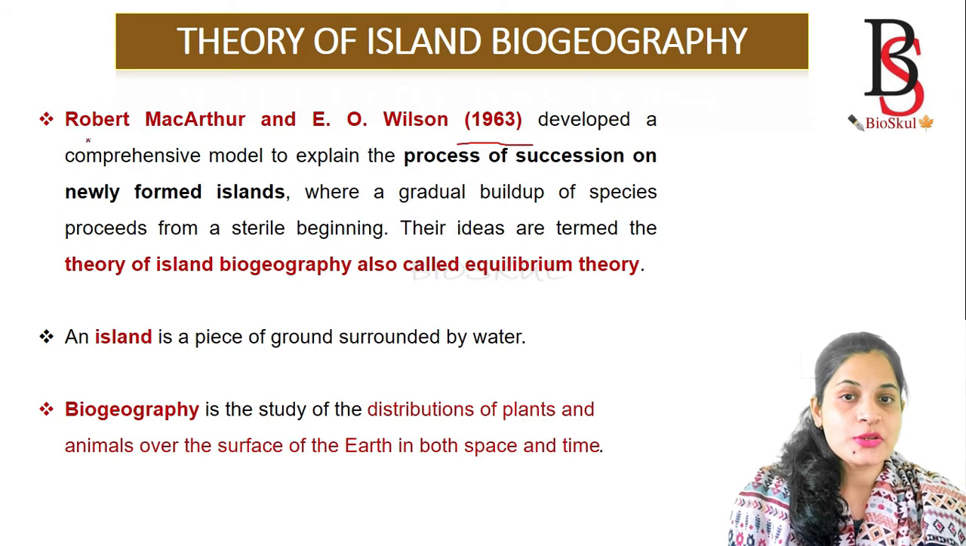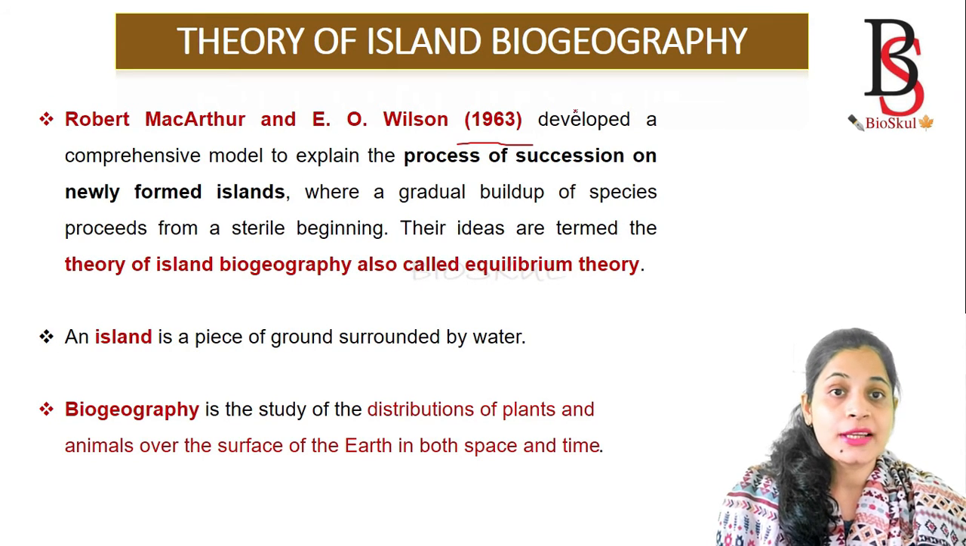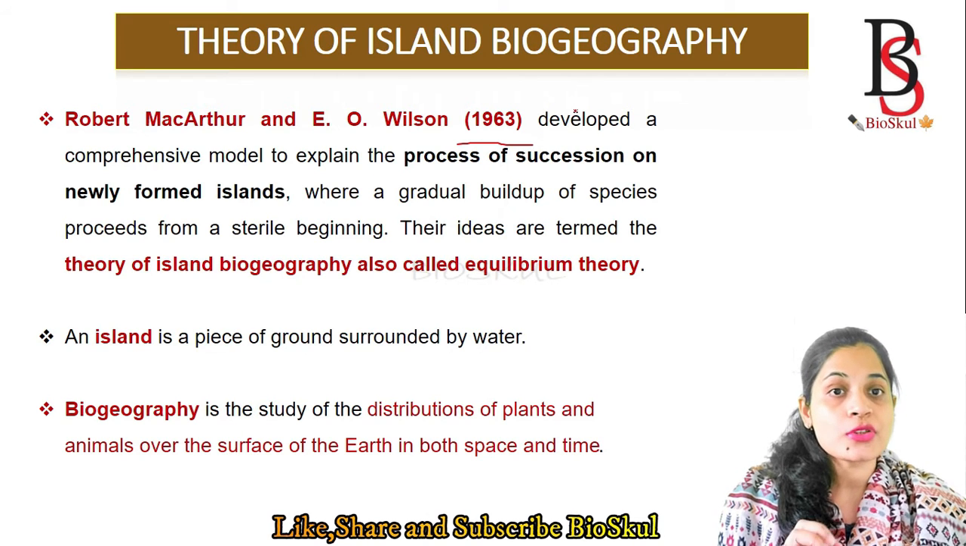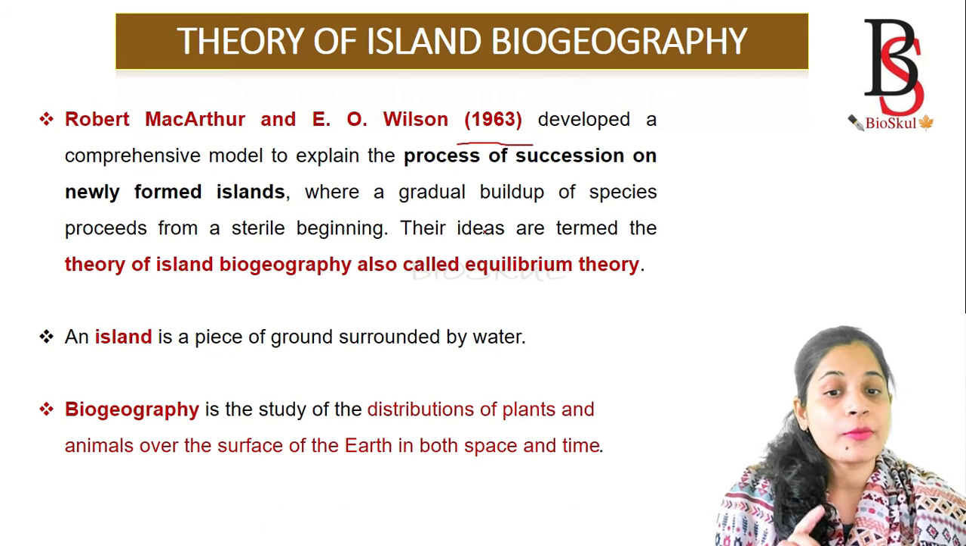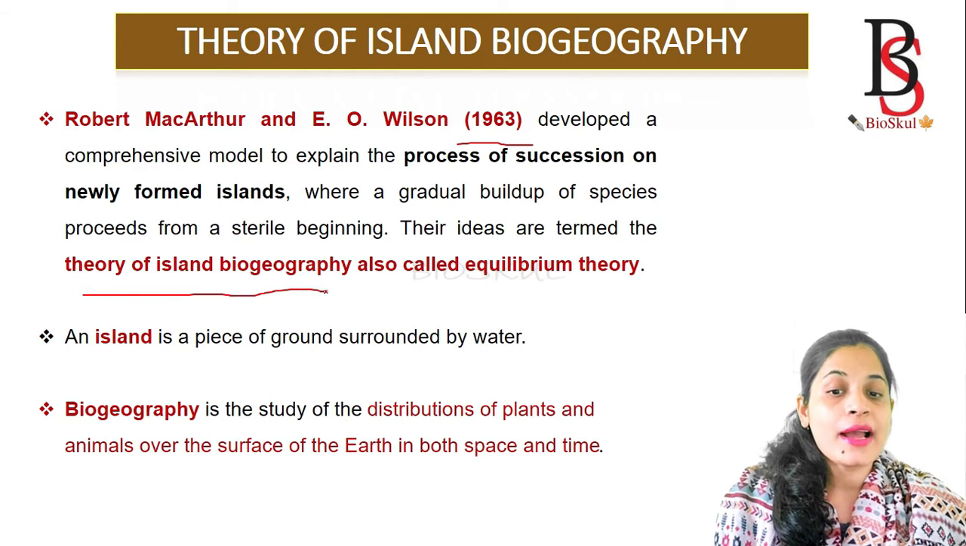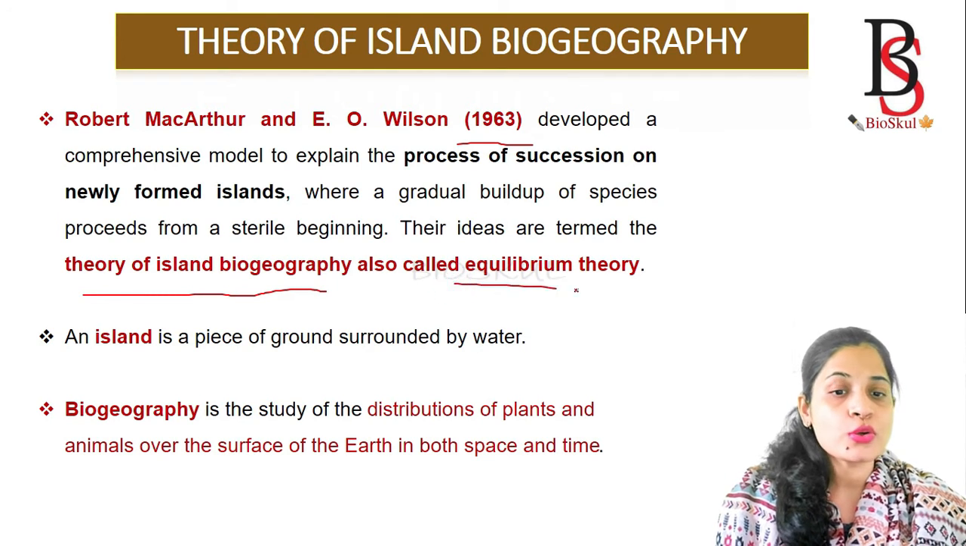Theory of island biogeography. Robert MacArthur and Wilson in the year 1963 developed a model to explain the process of succession on a newly formed island, and their idea is termed the theory of island biogeography. It is also known as the equilibrium theory.